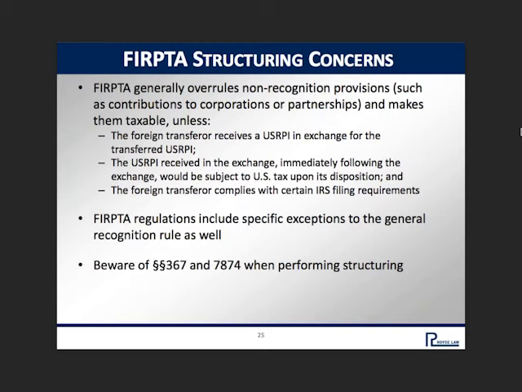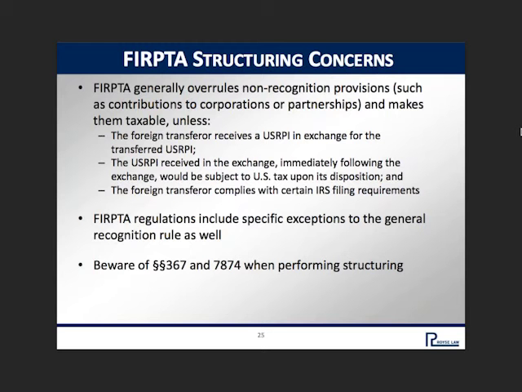Specifically, as written up here, the foreign transferor must receive a U.S. RPI in exchange for the transferred U.S. RPI. The U.S. RPI received in the exchange would be subject to U.S. tax upon its disposition, and the foreign transferor has to comply with certain filing requirements. There are also other regulatory exceptions that broaden the scope of the FIRPTA anti-non-recognition rule even further. So you have to consider those when planning.